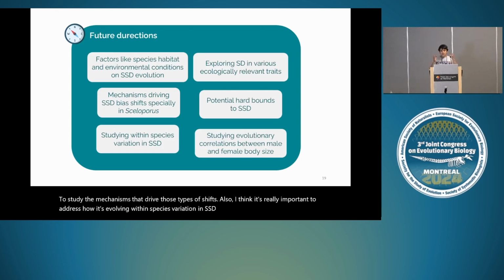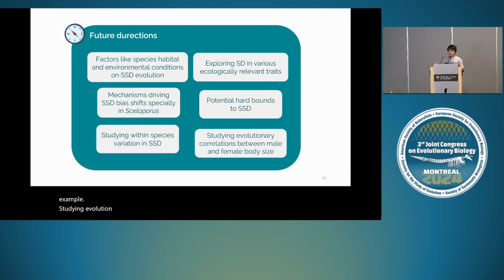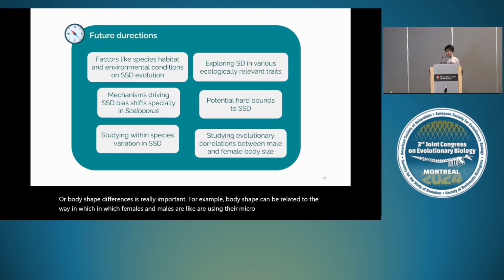We have values for each species, but within a species we can have variation in these rates. Also, I think it's really important to study SSD in various ecologically relevant traits. Body size is only one of those traits, but for example, studying the evolution of head shape differences or body shape differences is really important. For example, body shape can be related to the way in which females and males are using their microhabitat.